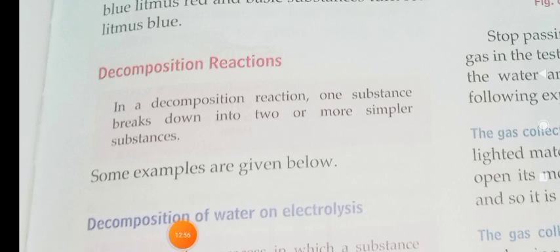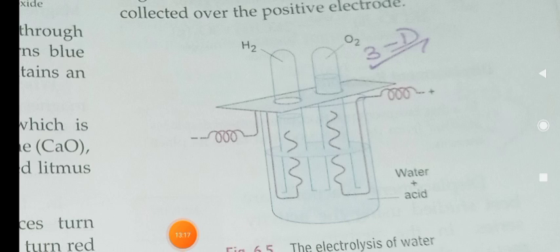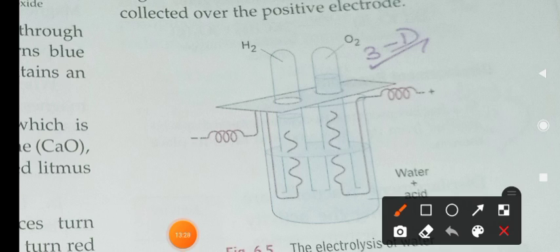The next type of reaction we are going to discuss is the decomposition reaction. Decomposition reactions are reactions in which one substance breaks down into two or more simpler substances. The best example is decomposition of water by electrolysis. For electrolysis of water, take some water mixed with a few drops of dilute sulfuric acid in a beaker, and invert two test tubes full of water into it.